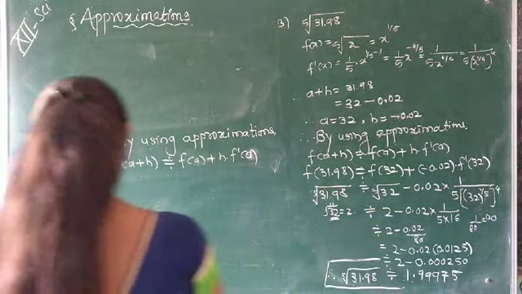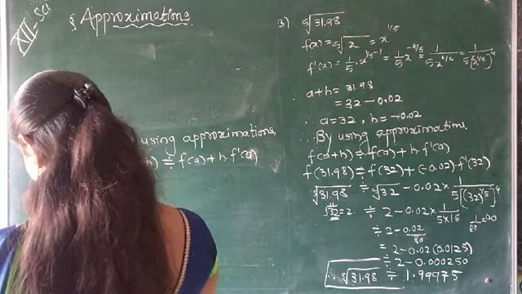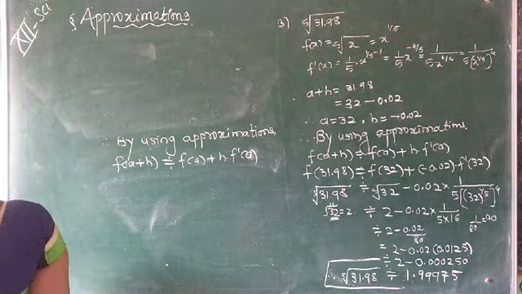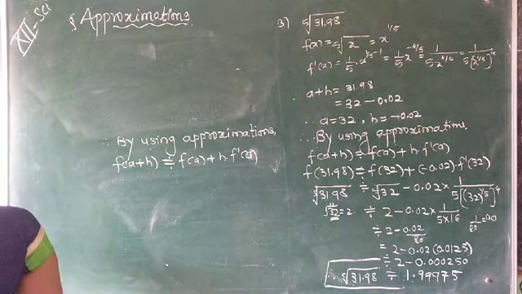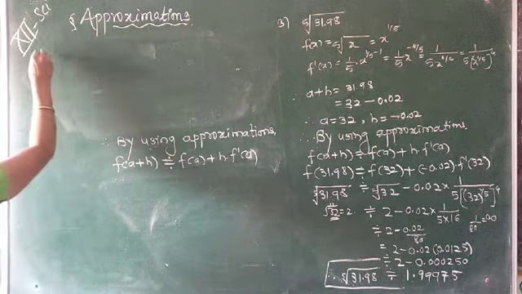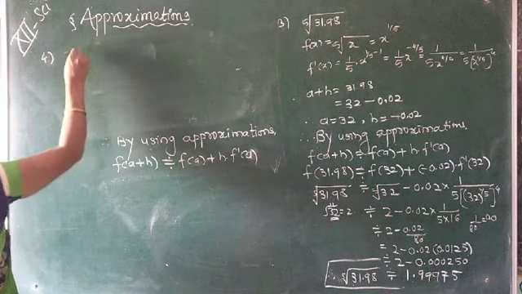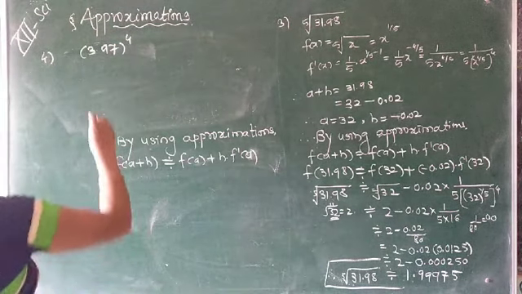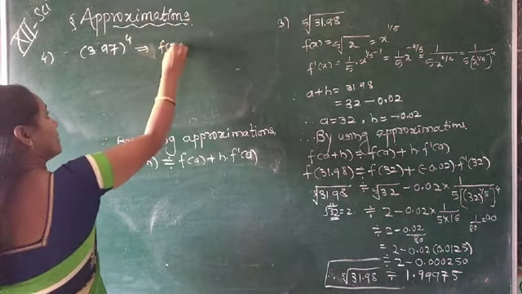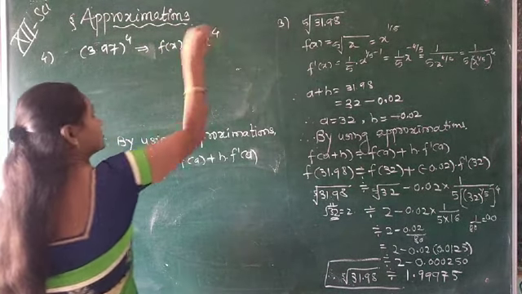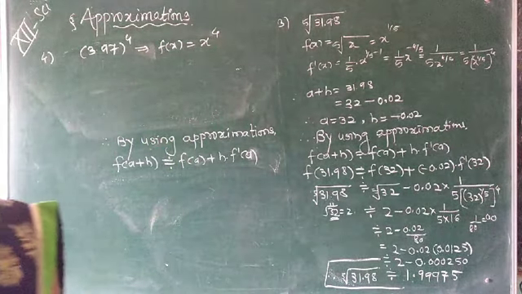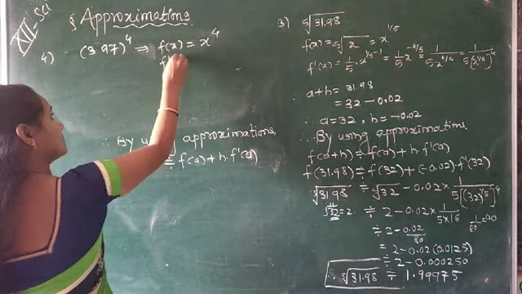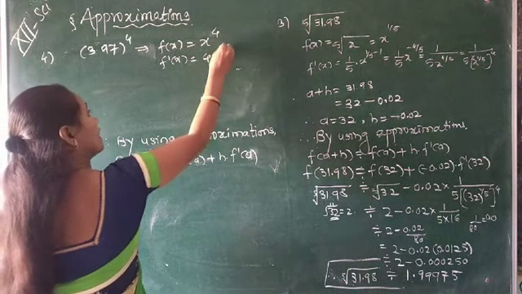Next question, that is 3.97 raised to 4. Now let us consider f of x is equal to x raised to 4. This is in the form of function raised to 4, that is a power function. F of x is x raised to 4. Hence, f dash of x is equal to 4x cube.